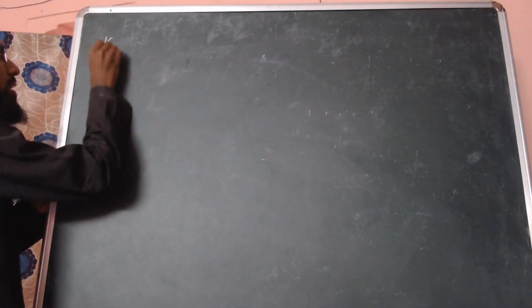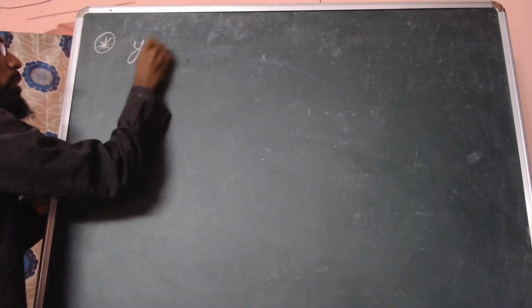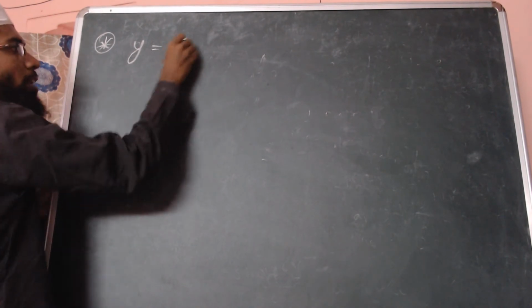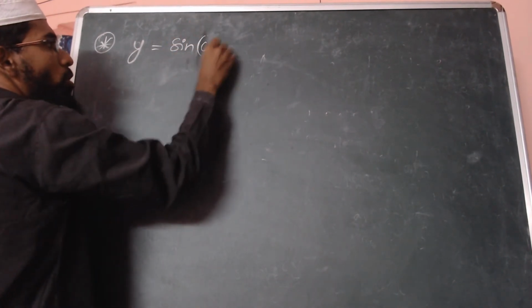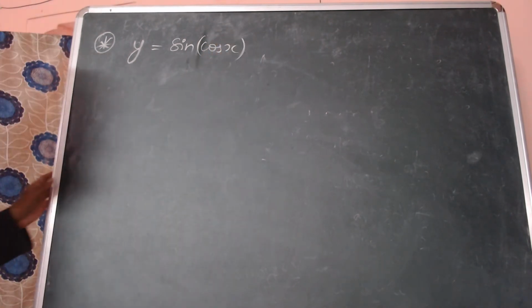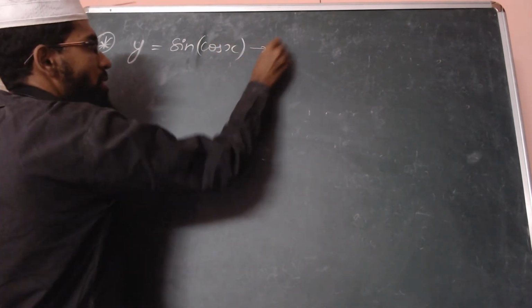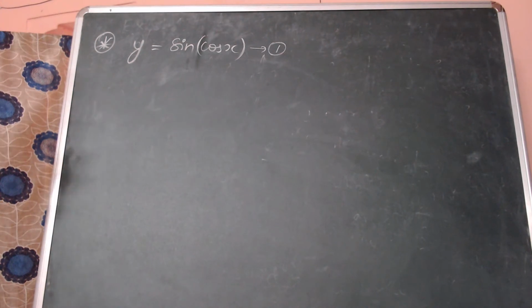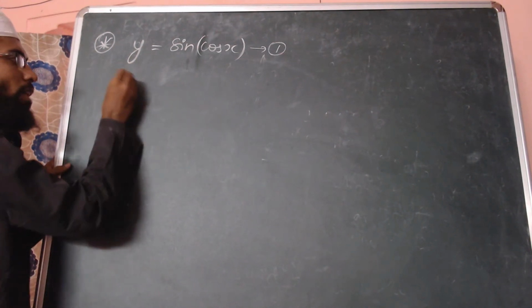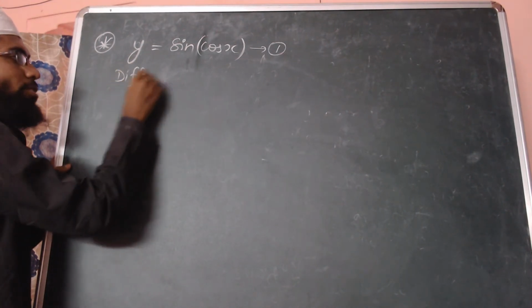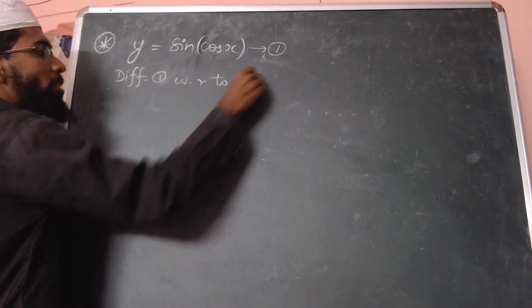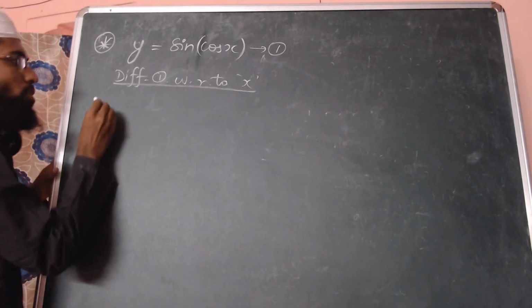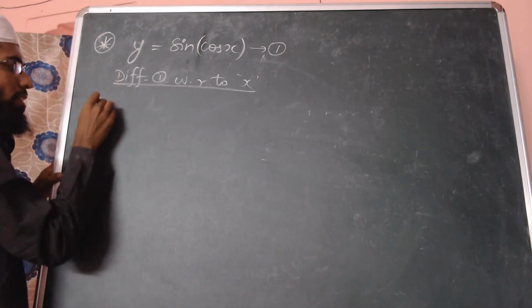So let me take y equal to sine of cos x. Let it be my equation 1. How will I differentiate this? Differentiate equation 1 as usual. We differentiate equation 1 with respect to x. If I differentiate the left hand side, it is 1.